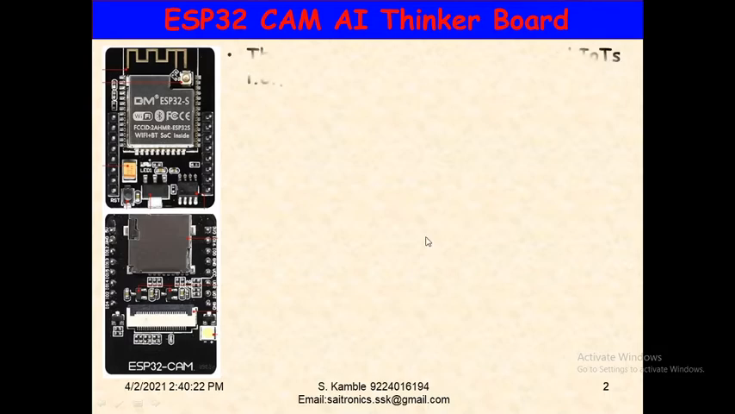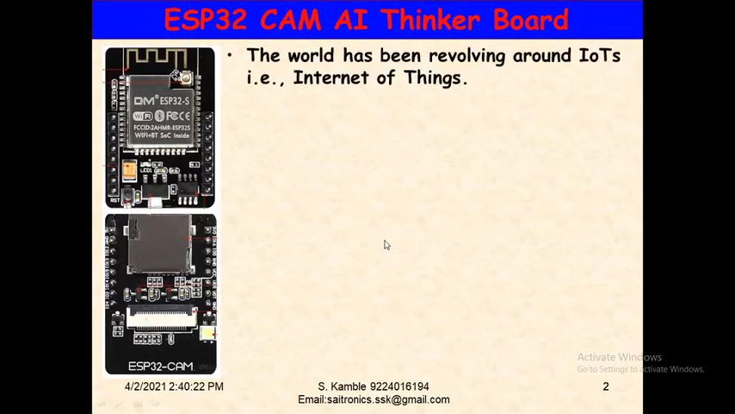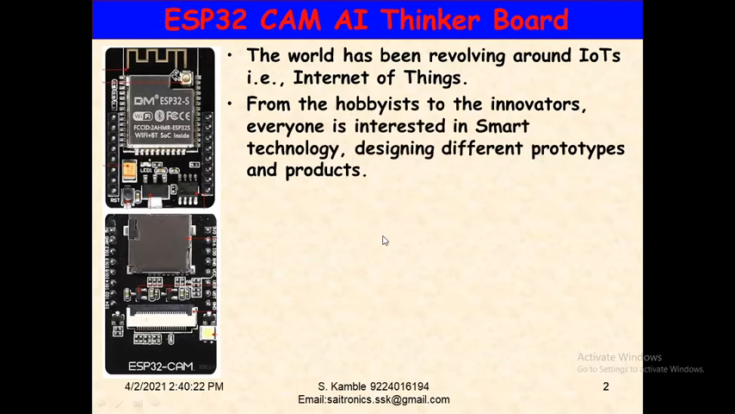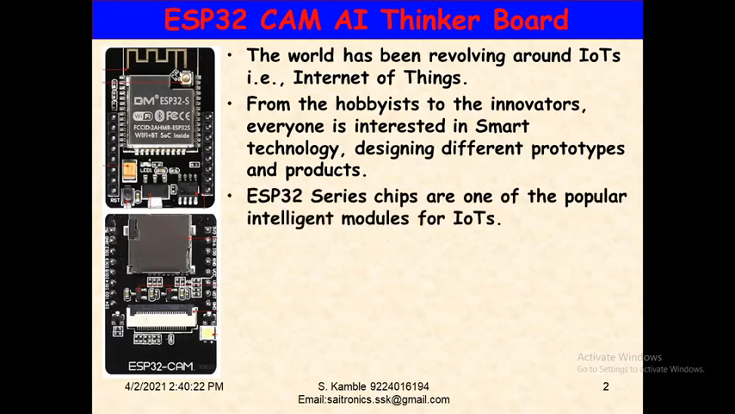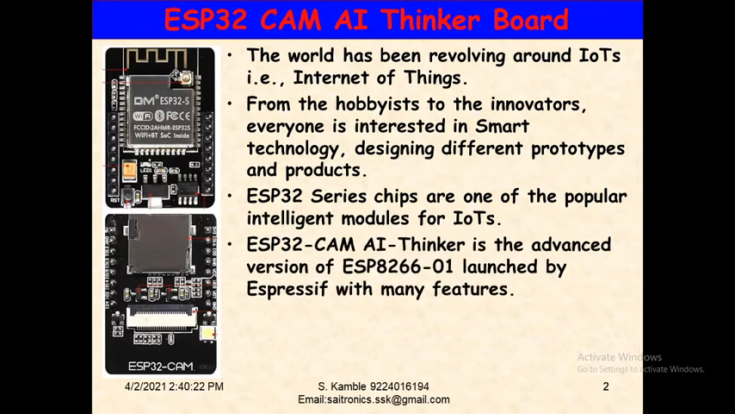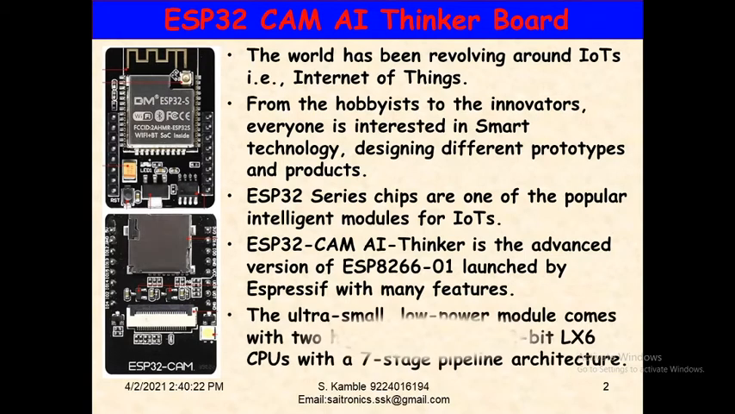Now the world has been revolving around IoT, that is Internet of Things. From hobbyists to inventors, everyone wants interesting smart technology for designing different prototypes and products. So ESP32 series chips are one of the popular intelligent modules for IoT. ESP32 cam is AI Thinker. So ESP32 cam AI Thinker is the advanced version of ESP8266, launched by Espressif, with many features.